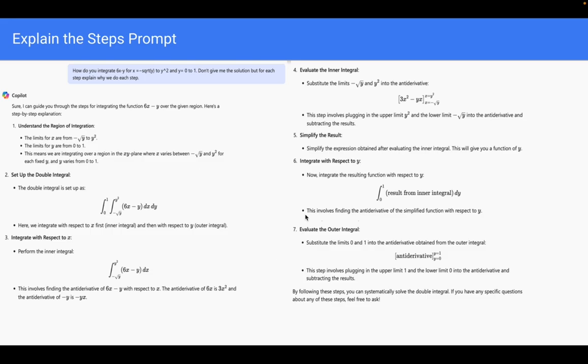And for example, if we want to integrate with respect to y, this involves finding the antiderivative of the simplified function. This explanation as to why we do each step may be enough for you to understand it a little bit better if that is what you are going for. If not, you can try rewording it again.